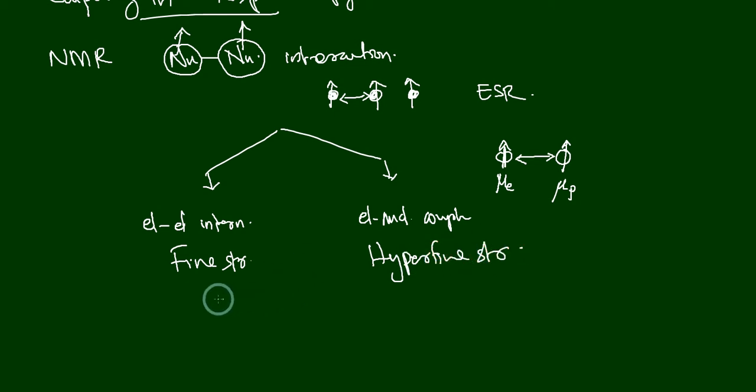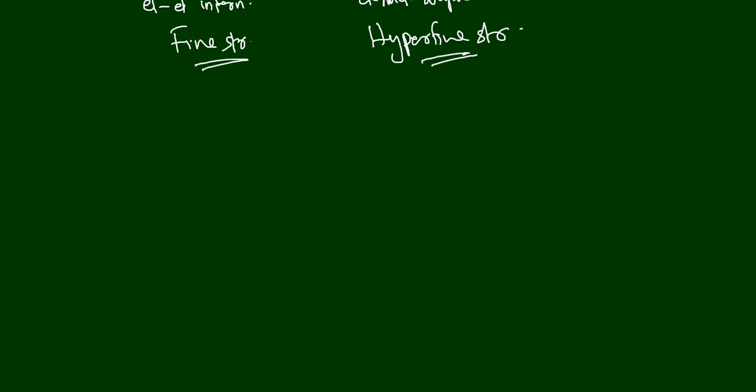So you can see two types of splitting in the ESR spectrum, that is the fine structure due to the electron-electron interaction and the hyperfine structure due to the electron-nucleus interaction. First of all, let us learn about the hyperfine structure. That is due to the interaction of the electronic magnetic dipole moment with the nuclear magnetic dipole moment.